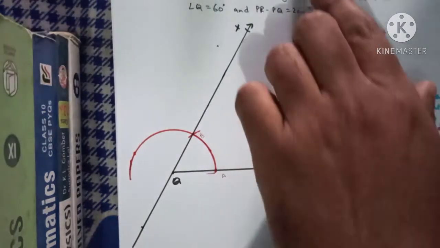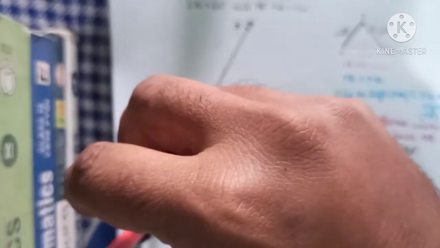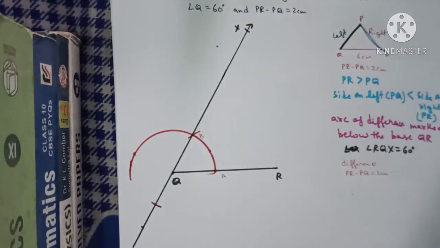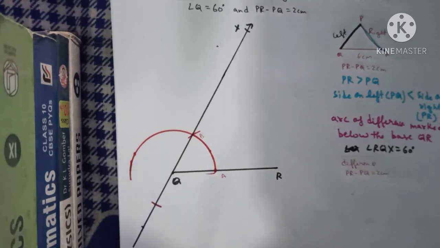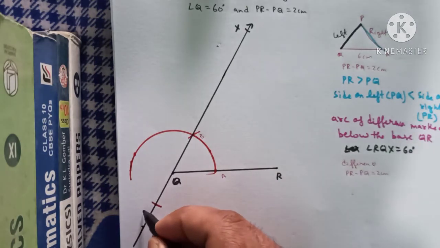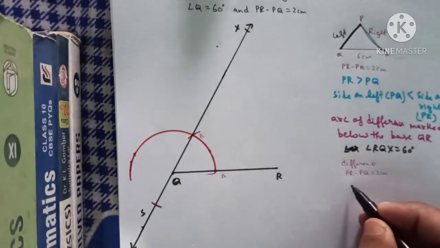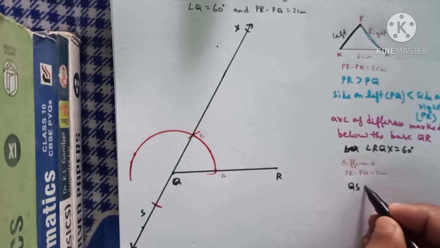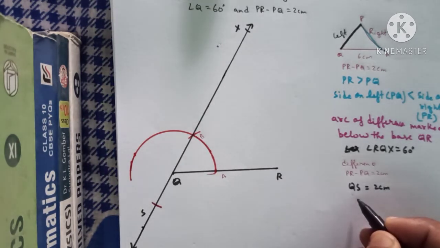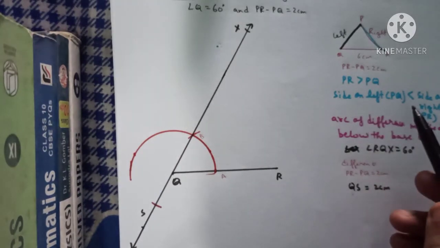Okay, I've taken 2 centimeter, and taking center Q, we'll draw an arc below the base. This is very important. We'll draw an arc below the base, and let's mark it as S, such that QS should be equal to 2 centimeter. QS is the arc of difference, and this arc of difference should be below the base because the side on the left is smaller.